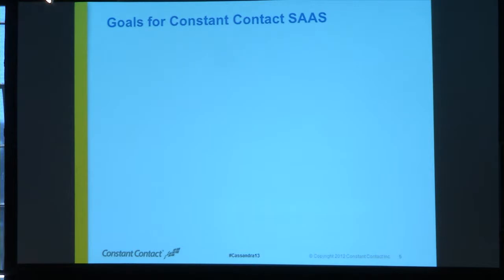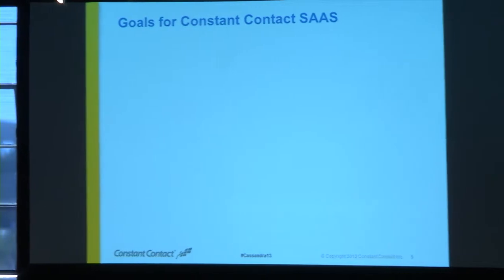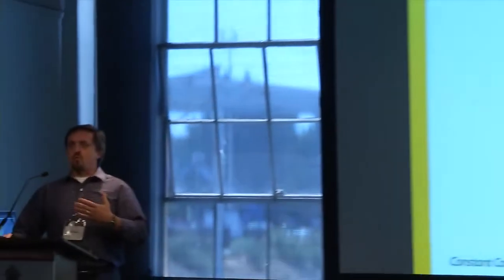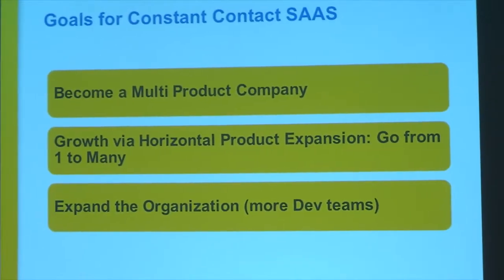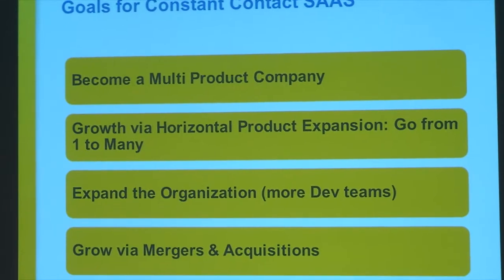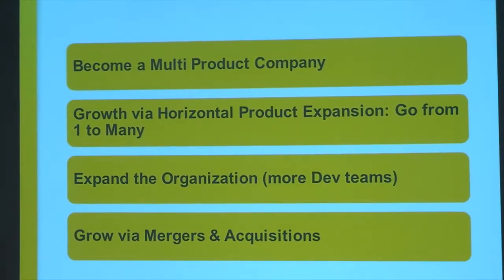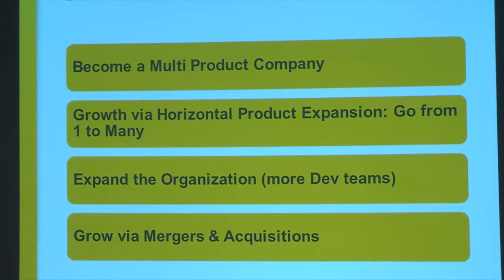So I joined Constant Contact about 4 years ago, specifically because Constant Contact wanted to grow from a single product, vertically grown company to a true multi-product company that has more customers, that acquires companies. So the goals for our SaaS company were to become a multi-product company. We wanted to go from one to many products, expand the organization, more development teams, and grow via mergers and acquisitions.